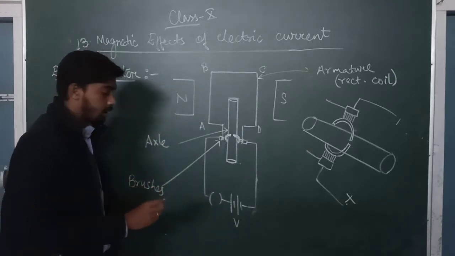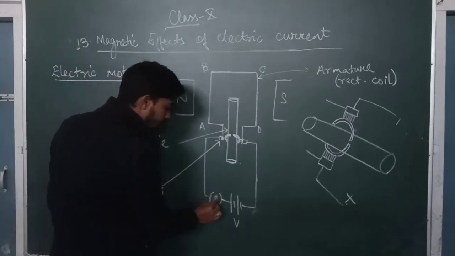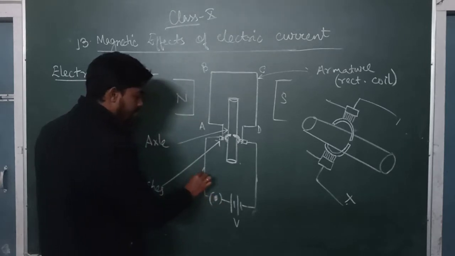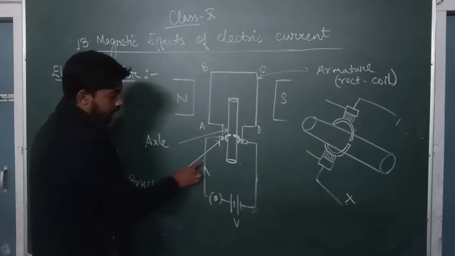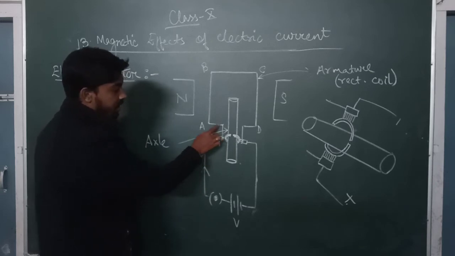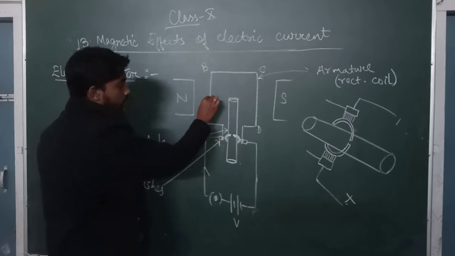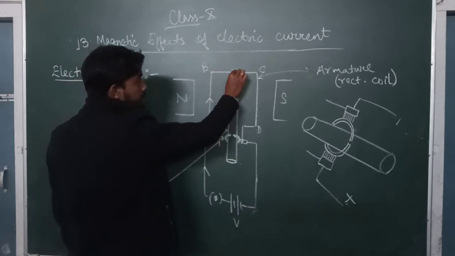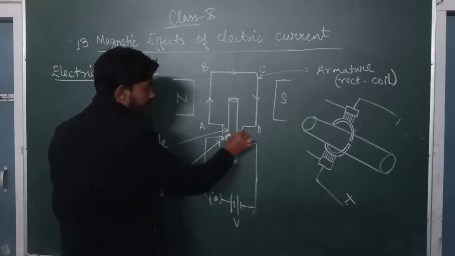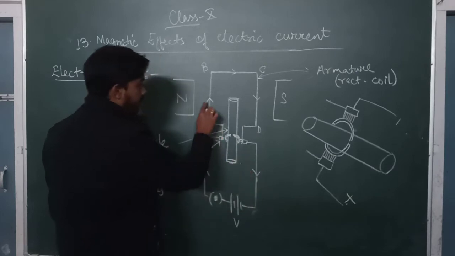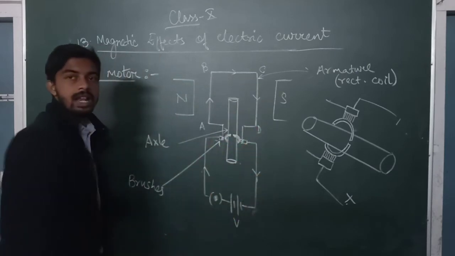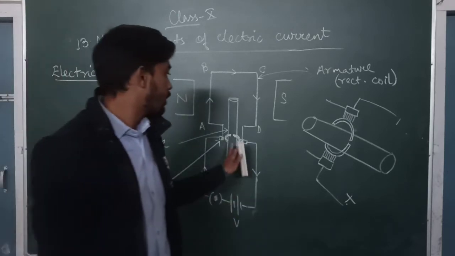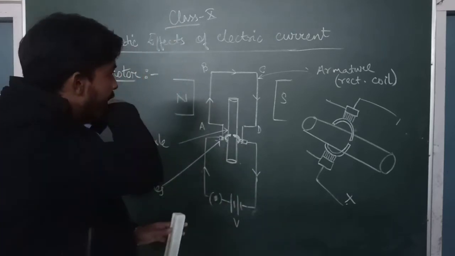Now when the circuit is turned on, current will start to flow through the wire. Current will go through the wire and finally through the brushes the current will go to the coil A, B, C, then D, and again the current will come back. Current will flow like this and then it will finally reach the negative terminal of the battery. Now let us see how this works.